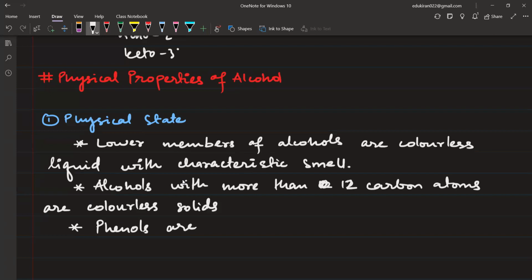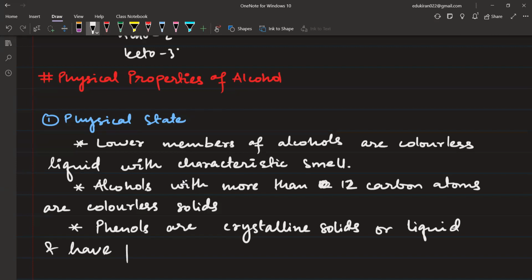Phenols are crystalline solid or liquid. Now, crystalline solid or liquid phenol, it depends on the way of preparation. Okay, or liquid and have phenolic smell.